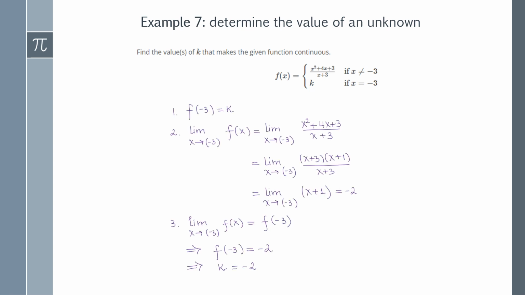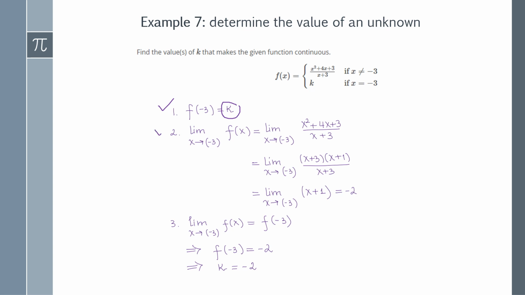First, I'm checking if f is defined at -3. Okay, and yes, it is. f of -3 is k. We don't know what that k is. We need to determine all values of k so that our function is continuous. But the first condition is satisfied. Now, what about the second?